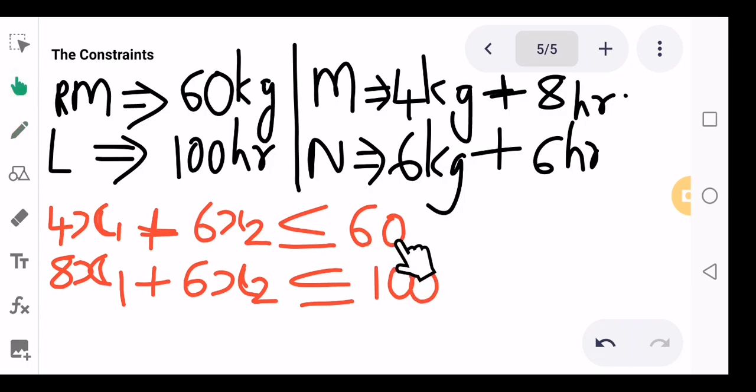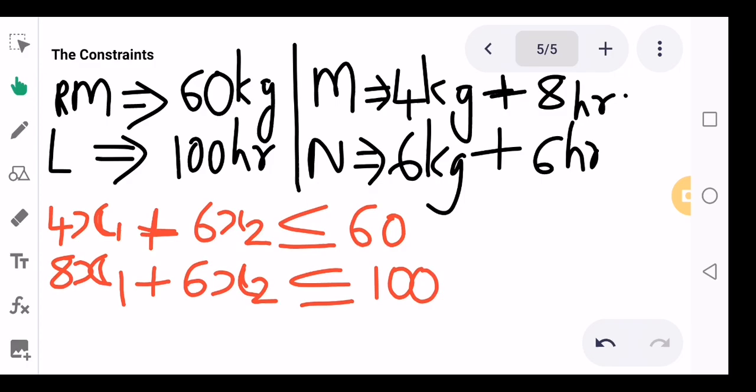So these two are our constraints. 4x1 plus 6x2 less than or equal to 60. This is constraint number 1. The second constraint is 8x1 plus 6x2 less than or equal to 100. Let me just summarize this.